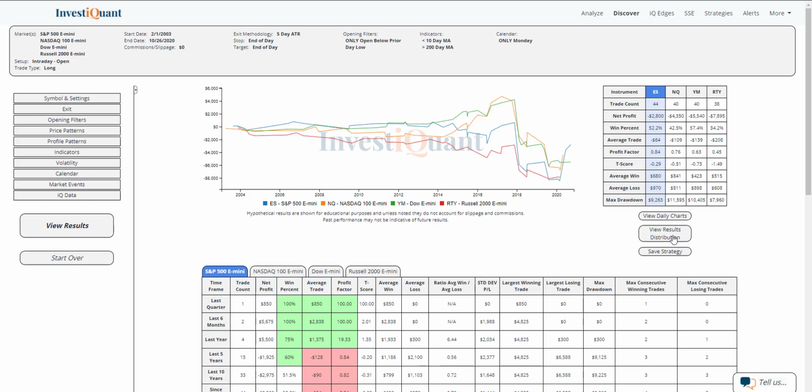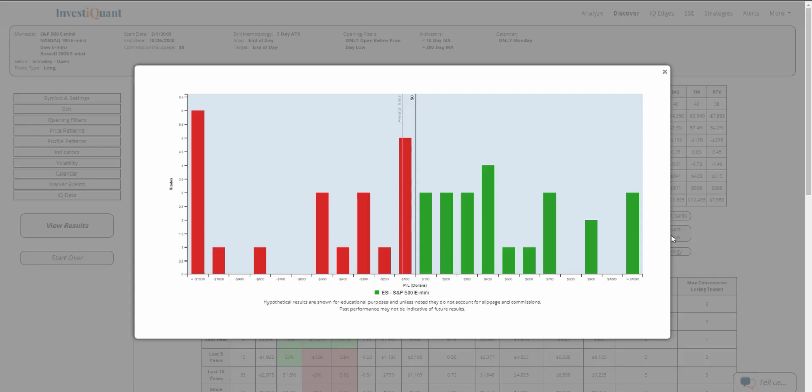Let's take a quick look at the results distribution. I've got the S&P loaded here as well. And if you've never seen this chart, the way it's laid out, the taller the bar, the more sample sizes it has. So you've got your sample sizes on the vertical axis, and then the profit and loss based upon trading a single contract of the S&P futures is on the horizontal axis. The farther to the left, the bigger the loss. The farther to the right, the bigger the gain. We've got 0 right here in the center.